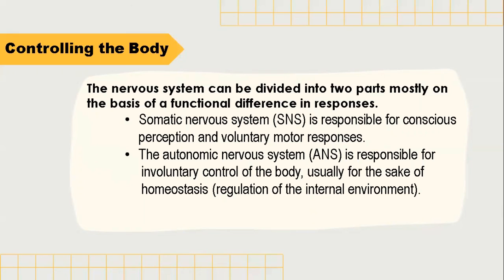And next, the autonomic nervous system. It is responsible for involuntary control of the body, usually for the sake of homeostasis. The autonomic nervous system controls our smooth and cardiac muscles and our glands. We are unconscious of its movement and it controls our body involuntarily. So that's all for the structure and function of our nervous system.